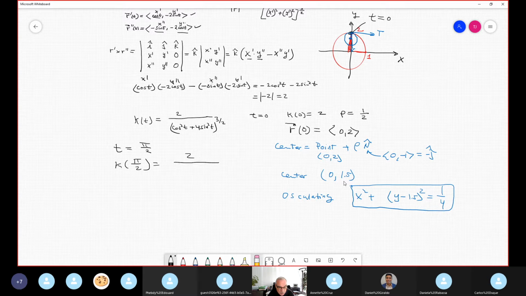It's 2 over something. This is 0. This is 0. Cosine pi over 2 is 0. Sine pi over 2 is 1. So you have 4 raised to the 3/2, which is the square root of 4, which is 2, and 2 raised to the cubic power is 8. So actually it is 2 over 8, no? It's 1 over 4. This is the curvature. And the radius of curvature, rho, is the reciprocal of the curvature, which is 4. Wow, that is the reason that this is big.